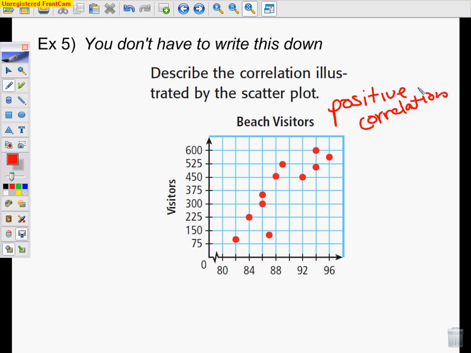All right, let me just break down this word correlation real quick. Correlation is made up of two Latin bases. Co, which means together with, and relation is talking about how things are related, how their relationship is. So we're talking about how are these two values related. In this one, they're positively correlated because as one increases, the other one also increases.